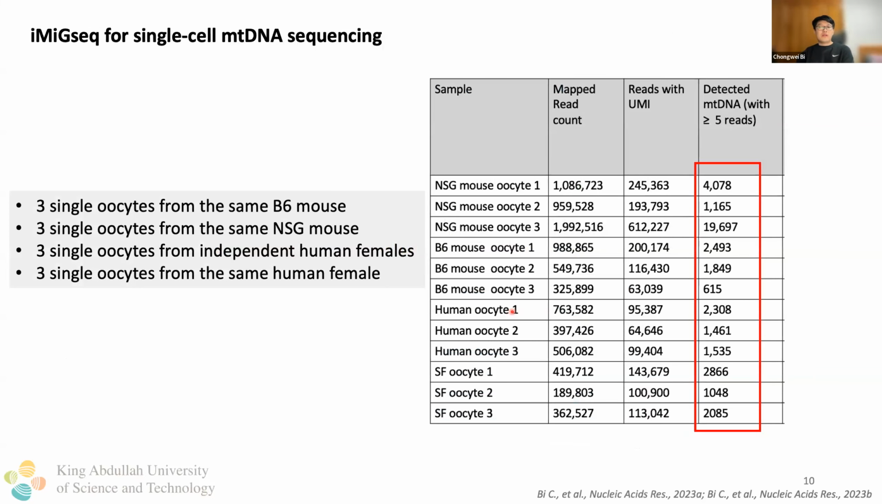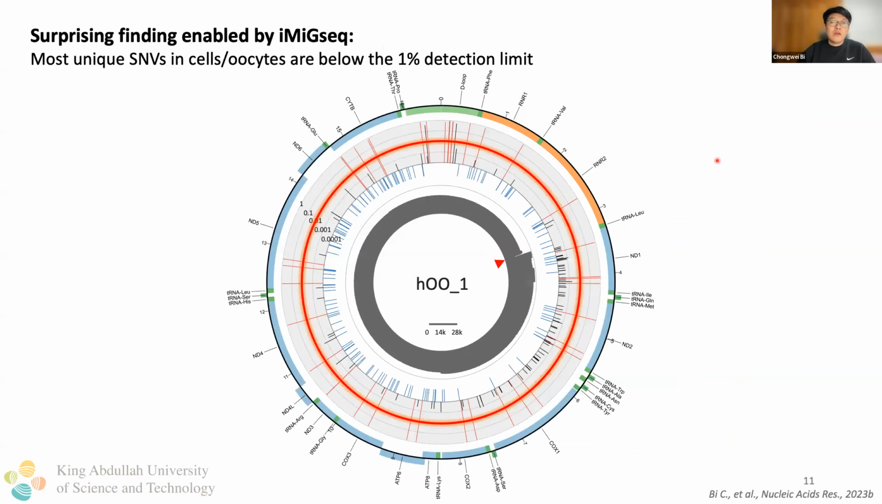To gain a better understanding of mitochondrial DNA heterogeneity in single oocytes, we applied IMIC-seq to sequence 6 single human oocytes and 6 single mouse oocytes, and obtained thousands of complete mitochondrial DNA per cell. Enabled by IMIC-seq, we surprisingly found most unique SNVs in oocytes are below the 1% detection limit.